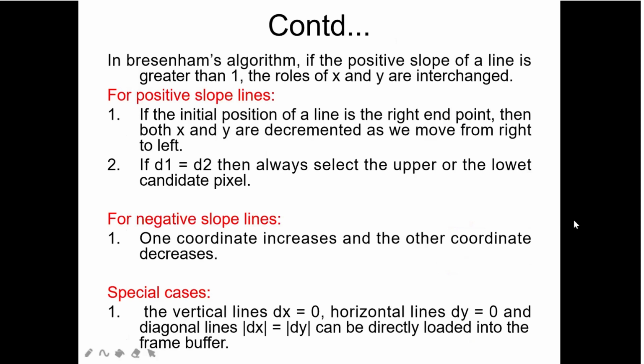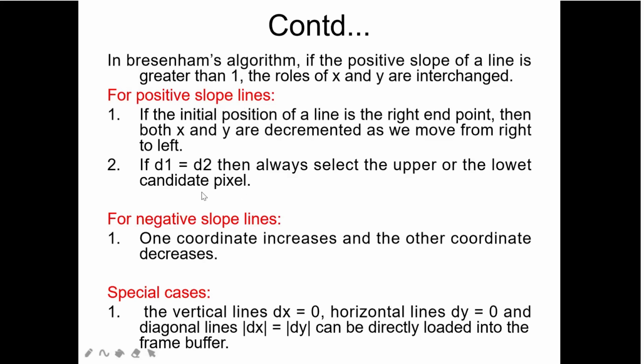Now here you can see some things in Bresenham's algorithm. Suppose you have a positive slope of a line, and if it is greater than 1, then the roles of x and y get interchanged. How? For positive slope lines, if the initial position of a line is at the right end point, both x and y are going to decrement, because we are moving from right to left. That you have to remember.